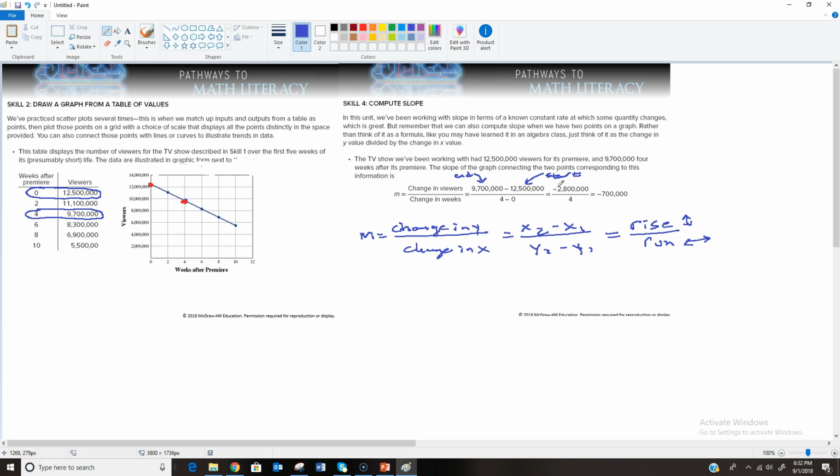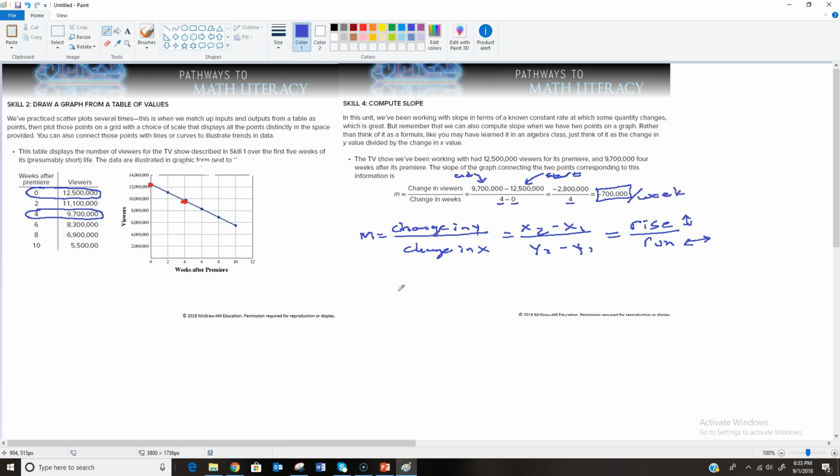And so if you take where we ended and where we started, or the latter point minus the earlier point, you get a difference of negative 2,800,000 over 4 weeks, because we ended at the 4th week and we started at the 0 week. So that was over a period of 4 weeks. And that gets us negative 700,000. Well, that's kind of interesting. Negative 700,000 was what we already knew that we were losing each week. Well, that's exactly because minus 700,000 is the slope. So if I compute the slope between any of these 2 points, I'm going to get that you're losing negative 700,000 per week.